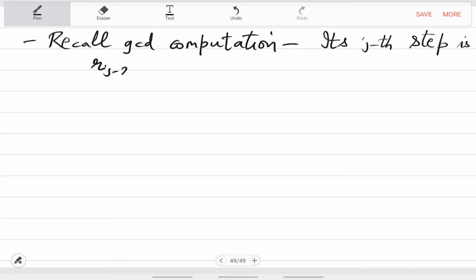So Rj minus 2. This is the formula we have in the jth iteration of Euclid GCD algorithm. Basically you are dividing Rj minus 2 by Rj minus 1, and you will get the next quotient Qj and the next remainder Rj, right? And you keep repeating this.